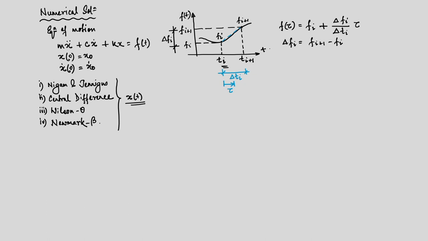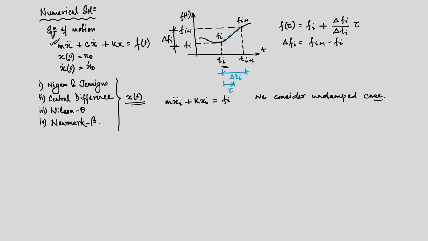Now, obviously, if I want to solve this equation, I have to satisfy this equilibrium equation at every time point. So, if I consider a time point t i, then I have m x double dot at t i, this is x double dot i, and then plus c x i. For the time being, let us not consider damping, we consider only the stiffness force. So, we consider the undamped case, and it will satisfy that equilibrium, so we have F i.